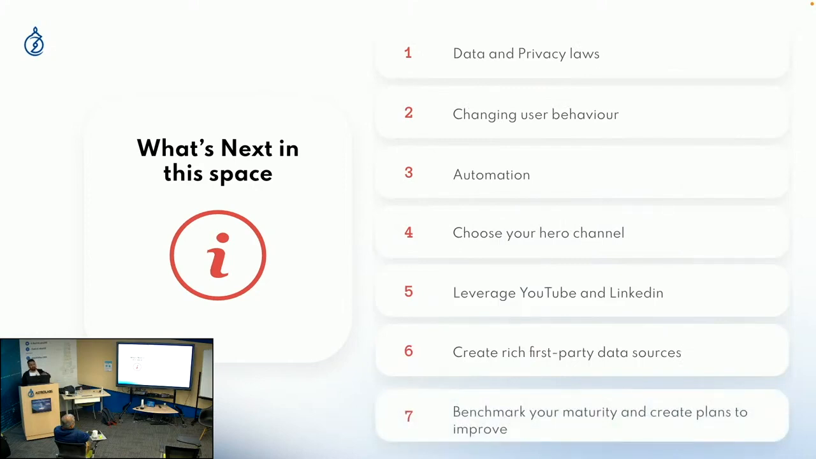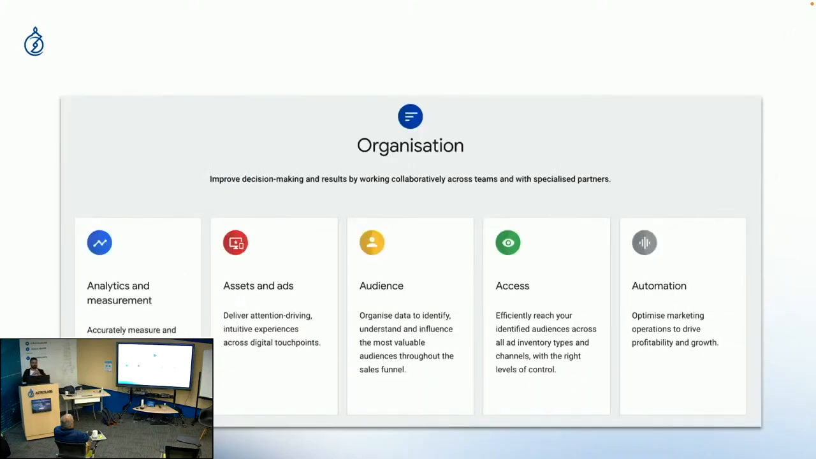And the last one is something called benchmark your maturity and create plans to improve. A lot of people don't know about this. There's something called the Google Maturity Framework. You might have heard about BCG, Boston Consulting Group. So Google and BCG in association created a kind of survey. It's free. You go to the website, you answer questions about your company. They assess you based on your analytics and measurement, your assets, your audience. They ask you simple questions.